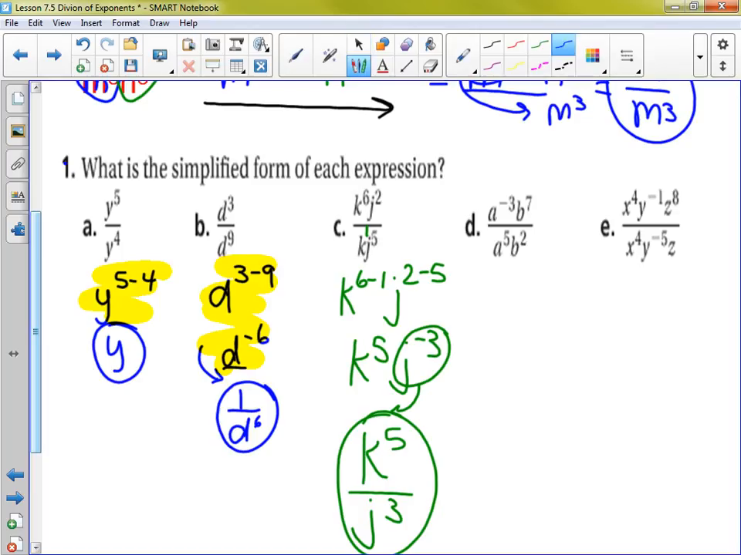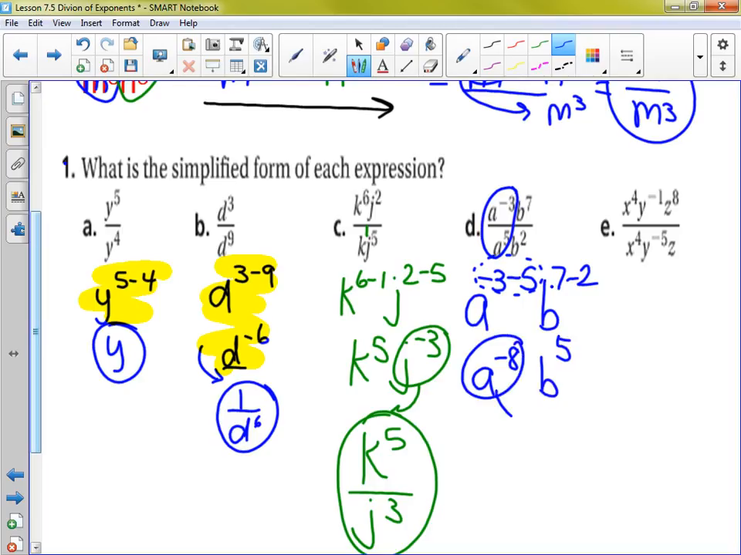Okay, part D says a to the negative 3rd, b to the 7th divided by a to the 5th, b squared. Again, you have to be careful with these, and you subtract the exponents by working down. So I'm going to write a to the negative 3 minus 5 and b to the 7 minus 2. This is the part that gets people messed up. Negative 3 minus 5 is actually negative 8, so a to the negative 8th. And 7 minus 2 is b to the 5th. Take the negative exponent, move it down, and make it positive, and that's your answer.